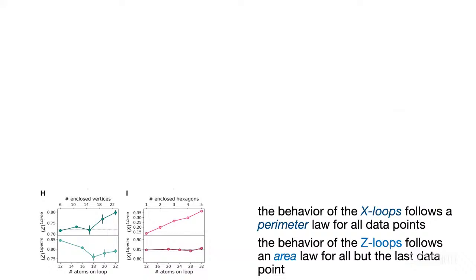Now, they again took these closed loops from before, and they raised them to some power. So for the Z loop and the X loop, they raise them to the power 1 over area or 1 over perimeter for both cases. And what you see is that for the X loop, they get something that apparently hints at perimeter law scaling, whereas for the Z loop, they get something that is initially definitely area law.